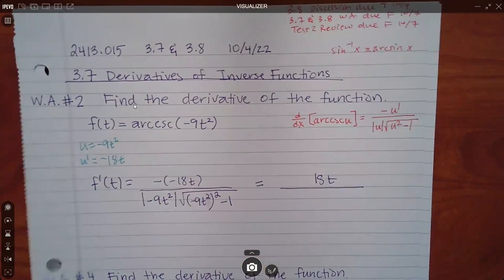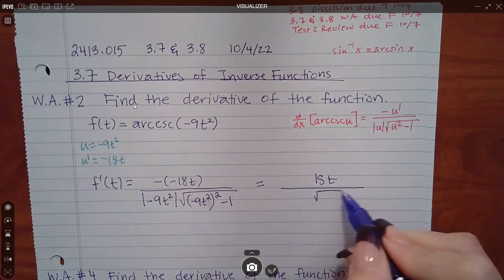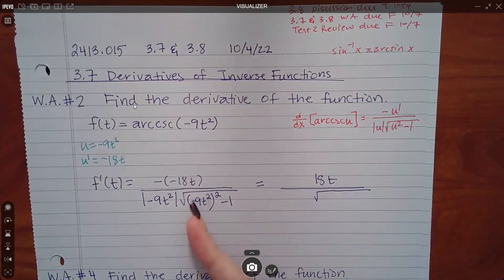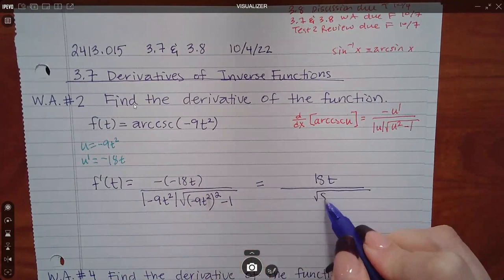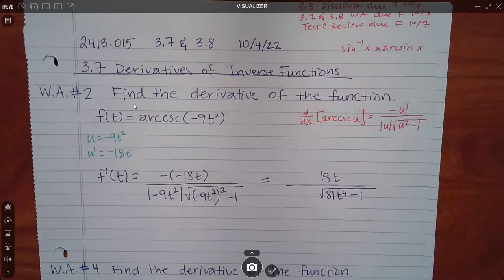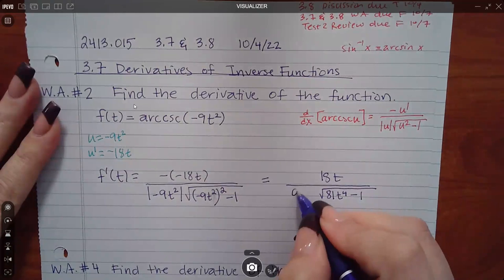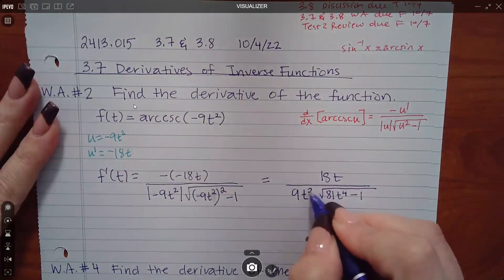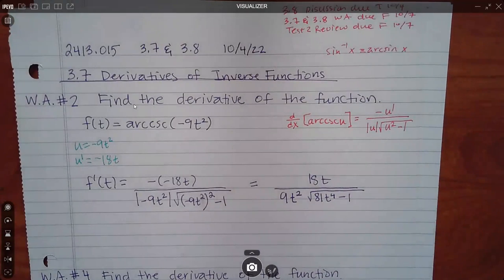Now the bottom's a little bit trickier. You have to think about that one for a minute. I can square 9 and I can square t squared. I get positive 81 t to the fourth. That's not the one that I gotta think about too much. This is the one I gotta think about. So what's the absolute value of negative 9? 9. What's the absolute value of t squared? Yes. Do you know why? Why do the bars go away for the t squared part?